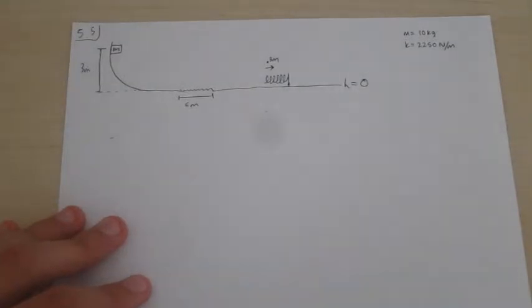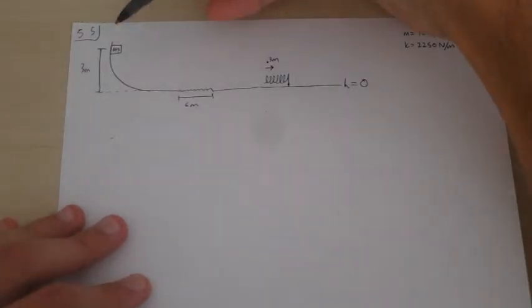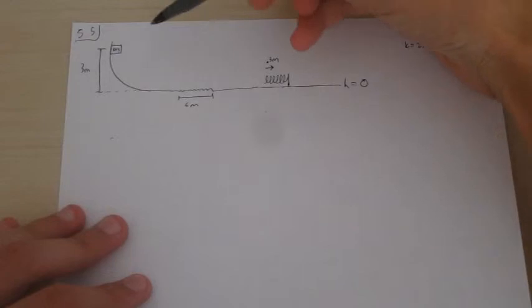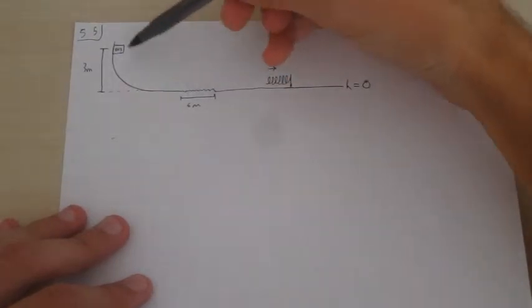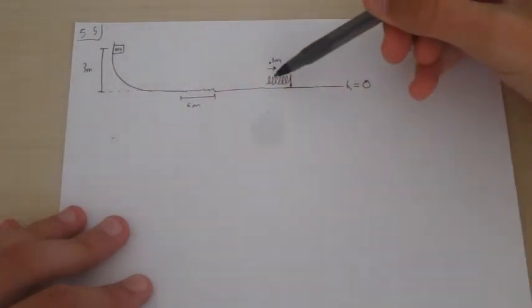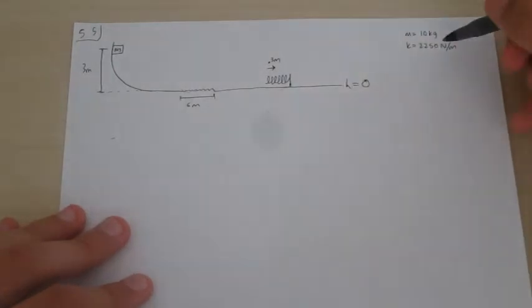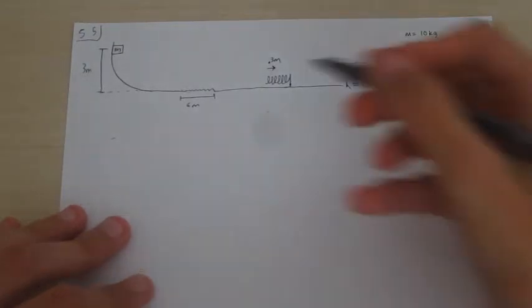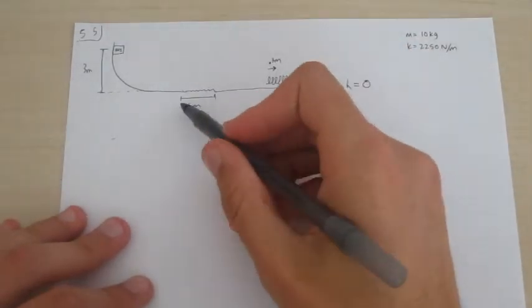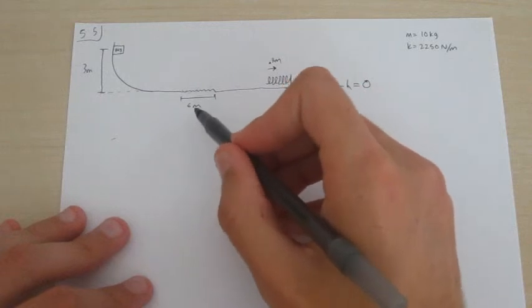Alright, so number 55 says that there's a 10 kilogram block released from this point, point A, and it slides down a frictionless track, except for this part, but it slides down and hits a spring, compresses the spring 0.3 meters, and K is given, but we'll include that later when we plug stuff in. There's friction only in this 6 meter part of the track right here.